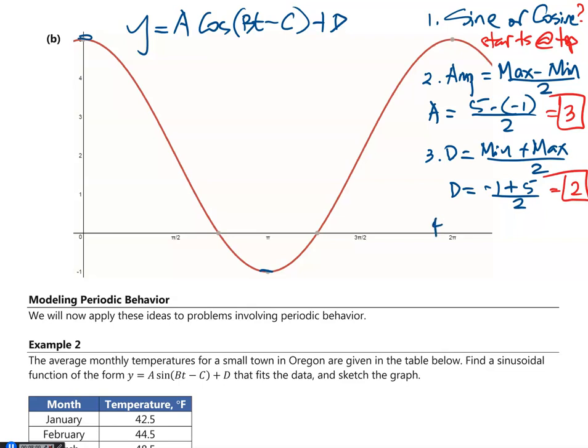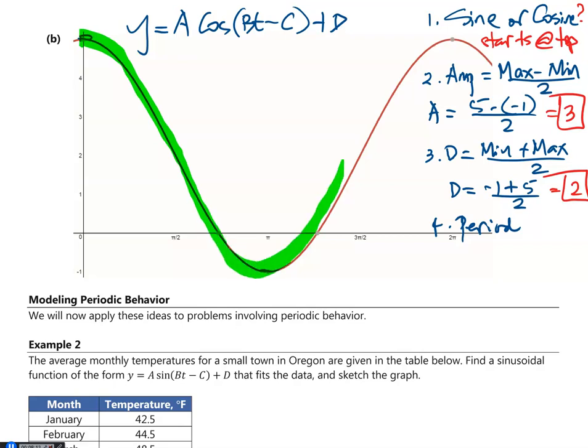Next, how about the period? The period here, as you can see, this graph goes from 0 to 2 pi. So you can say that the period is equal to 2 pi. And with this, we can solve for b. And we know that b is equal to 2 pi over the period.